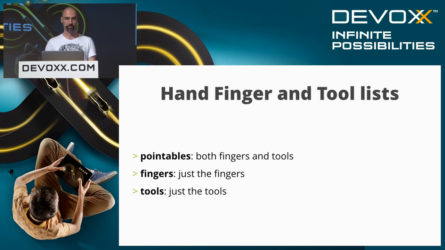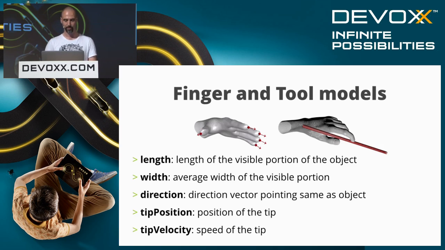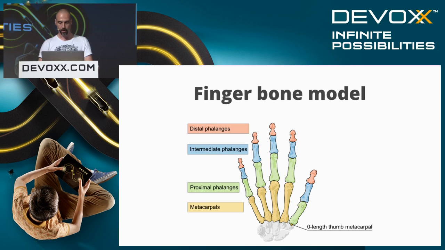And then you've got these lists of things that are attached to your hands, which are pointables: fingers or tools. I already hinted at what they were. Again, they're vectors pointing out, attached to your hand, with a length, a width, a direction, a position of the tip, and also a speed and velocity. And then the bone model is something they just added.